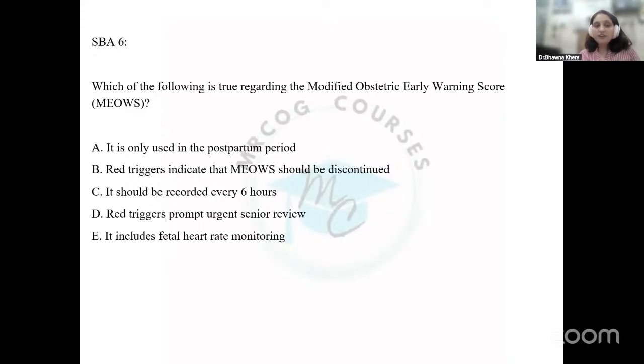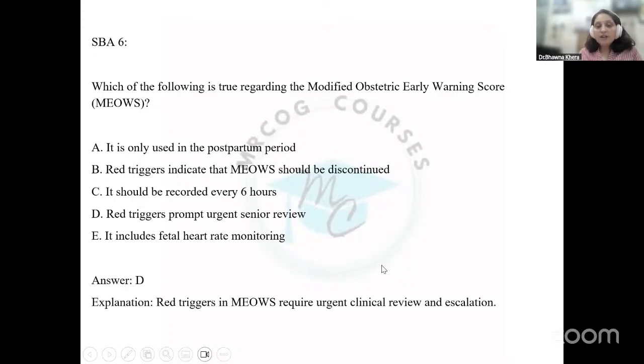Which of the following is true regarding the modified obstetric early warning score? It is only used in the postpartum period. Red triggers indicate the MEOWS should be discontinued. It should be recorded every 6 hours. Red triggers prompt urgent senior review, and it includes fetal heart rate monitoring. So that is D. Red triggers in the MEOWS require urgent clinical review and escalation. That's the correct answer.